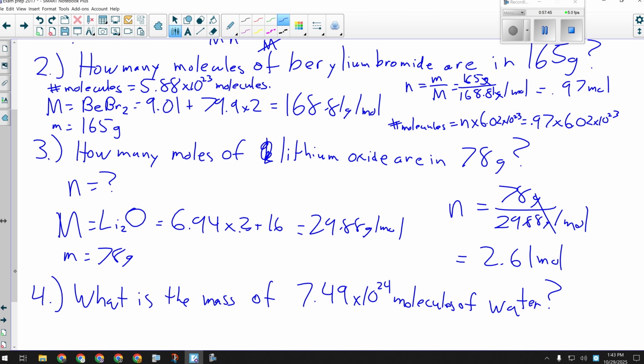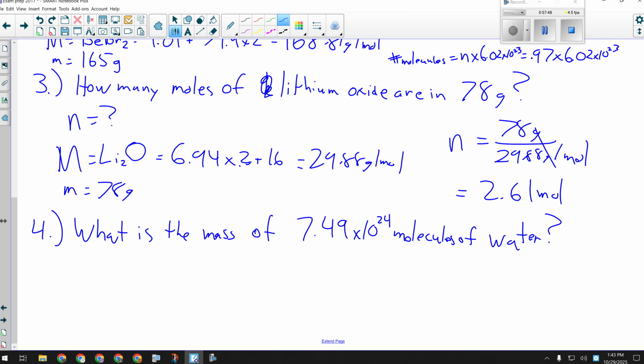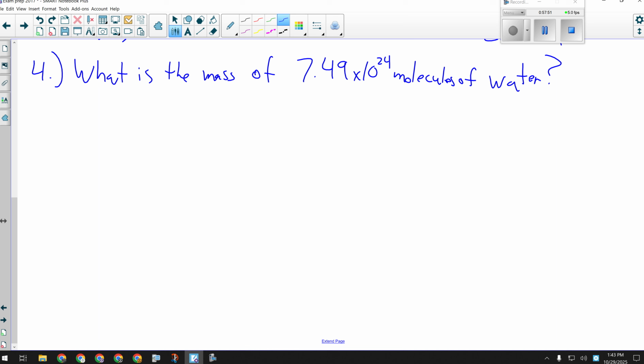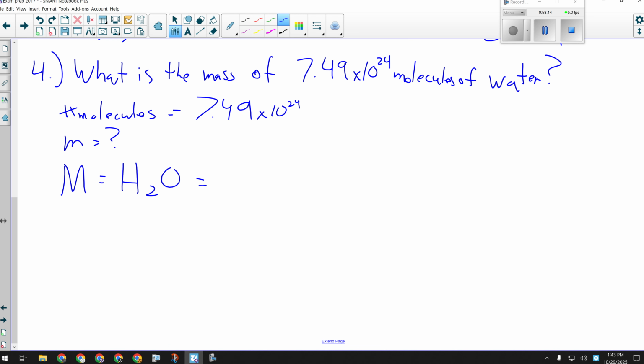Okay, so number 4 is probably the most involved. It's a type 4 question. We're told the number of molecules, and we are looking for the mass. So we have the number of molecules, 7.49 times 10 to the 24. We're looking for mass, and we know the material is water, so H2O. That'll be 1.01 times 2 plus 16, 18.02 grams per mole.